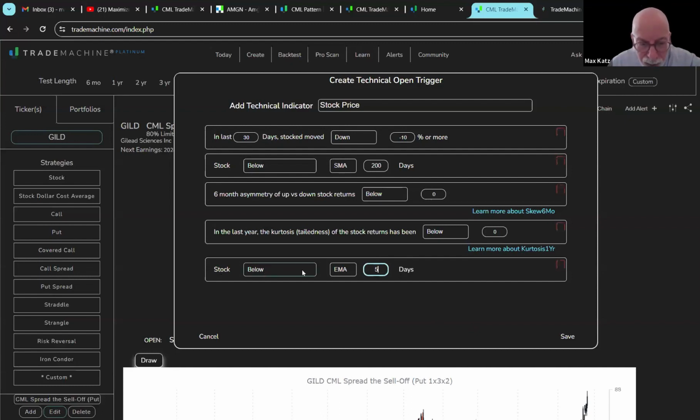All right. And you can go above, the stock can be above a moving average, the stock can be below a moving average, the stock can cross up through a certain moving average during the day, the stock can cross down through a certain moving average during the day. You can set any of those conditions that you like.